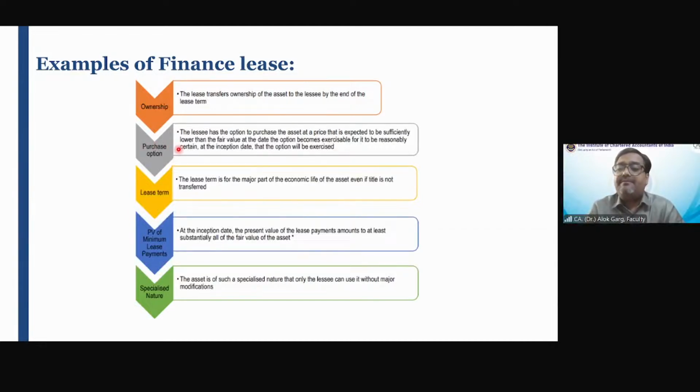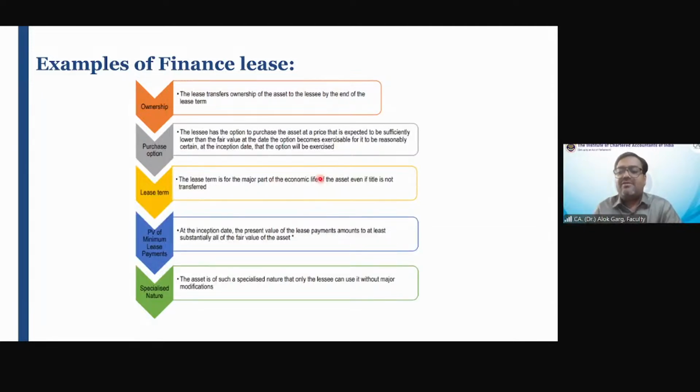Purchase option is available. Friends, typically in a finance lease contract, there is a purchase option available at a nominal value. For example, I have a flat in Kandivali, the value of which is 2 crore rupees. I have told Rahul that, okay Rahul, you can take this flat from me for 15 years on a lease basis. After 15 years, you can purchase this flat at a cost of 25 lakh. So the exercise price is lower than the market value. It is at a nominal price and it is reasonably certain that the lessee is going to avail the purchase option. Lease term: the lease term is for the major part of the economic life of the asset.